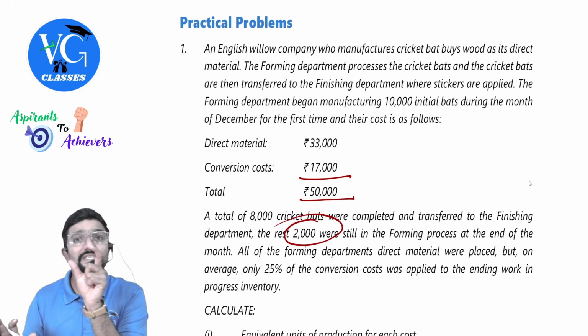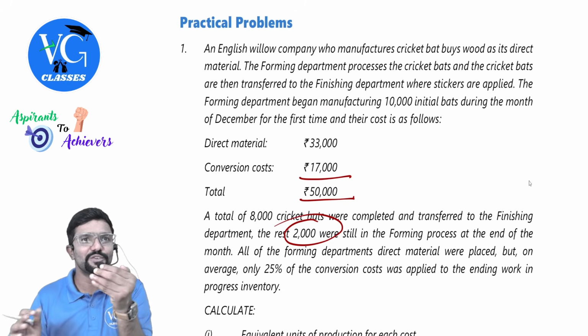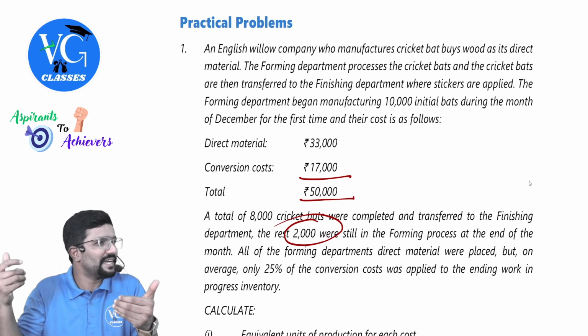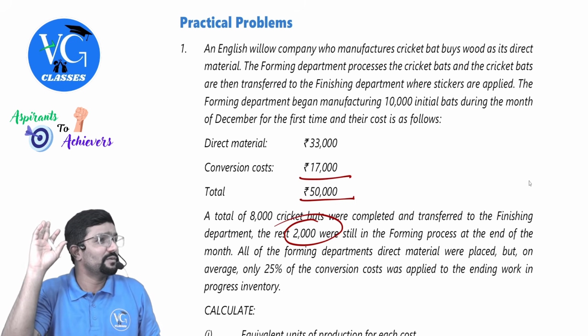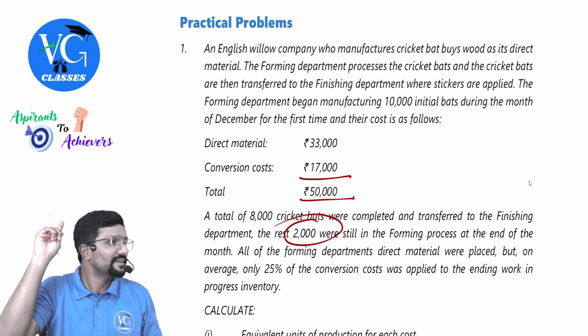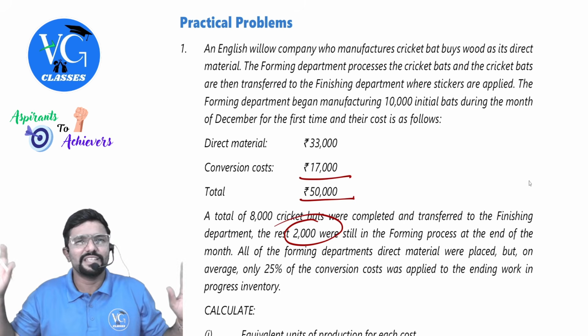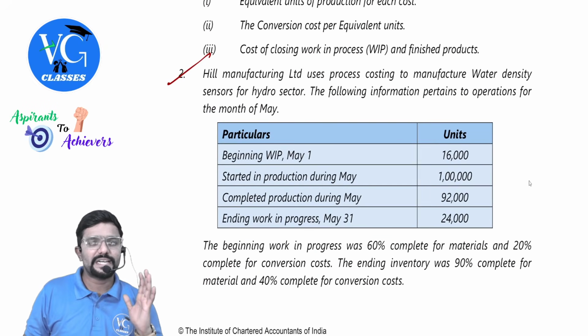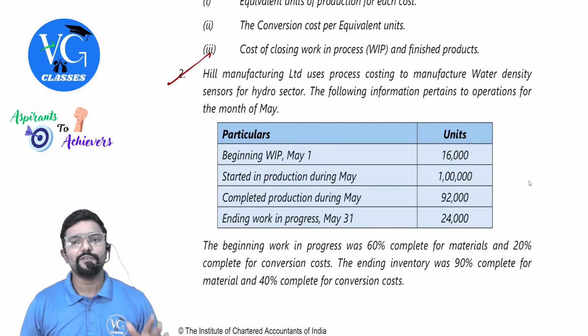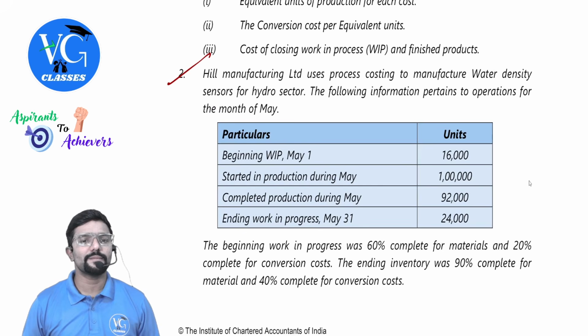Sometimes the process name and all will matter. We should know which is the first process, which is the second process and so on. Even some processes' names you would have heard in one of the questions we did, like chip manufacture. All that is a built-up story, don't get trapped there. The following information pertains to operations for the month of May.